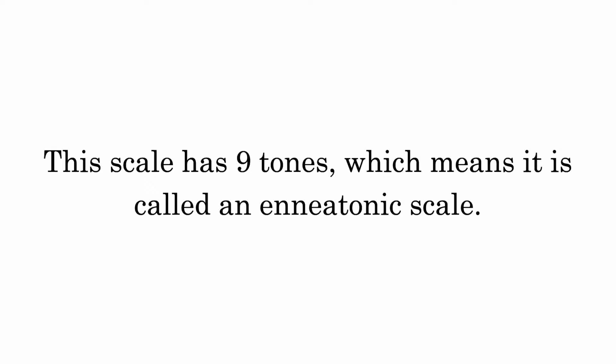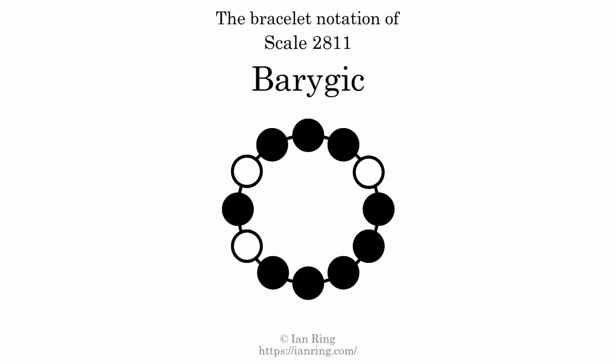This scale has 9 tones, which means it is called an enneatonic scale. This is a bracelet notation diagram of scale 2811. The shaded circles represent tones that appear in the scale, and they are read clockwise, starting at the top.